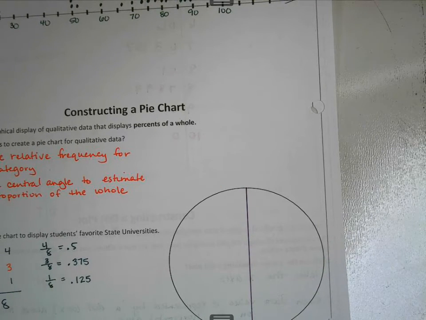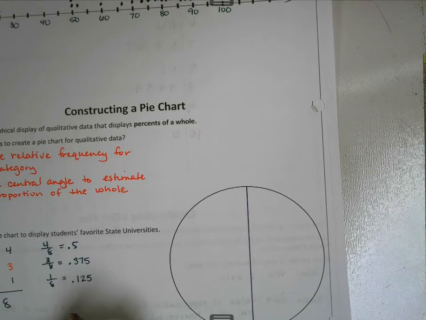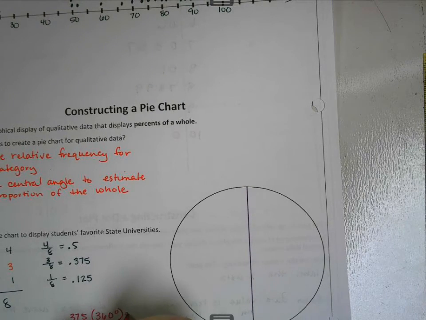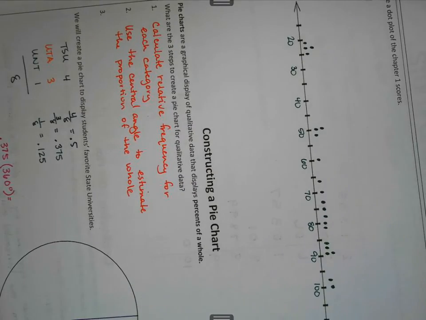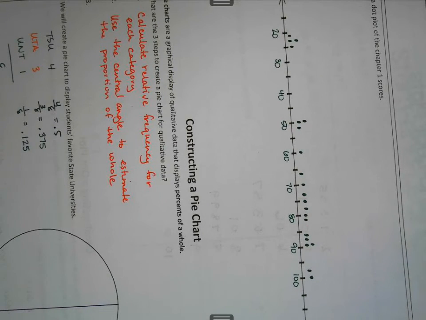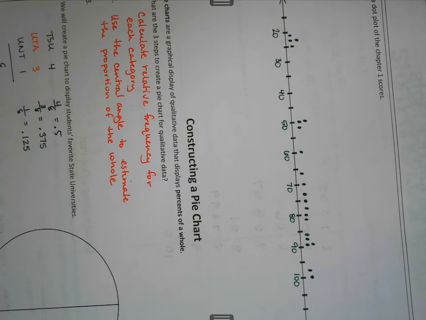Okay, so 0.375. So that would be 0.375 out of 360 degrees. How many degrees is that? 135. Well, that's pretty easy because that's 90 and 45. So easy enough. Should make it orange.